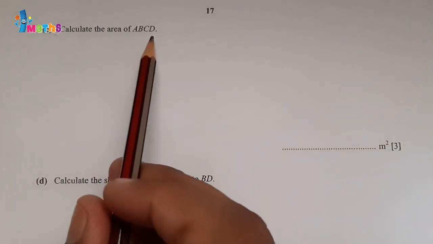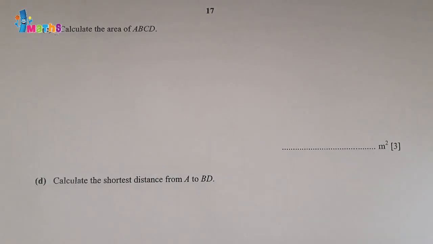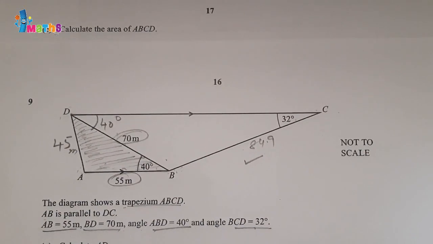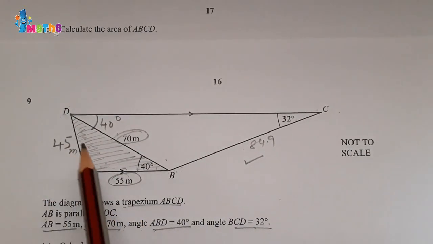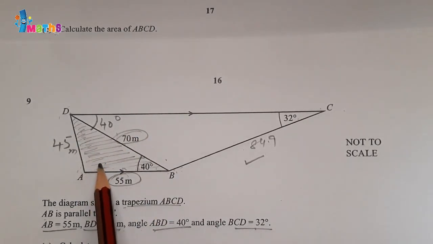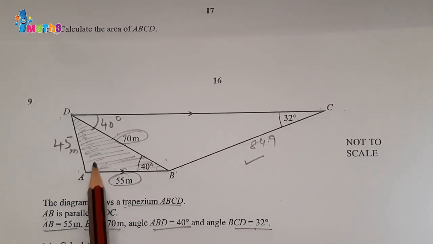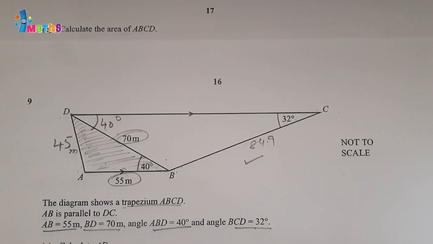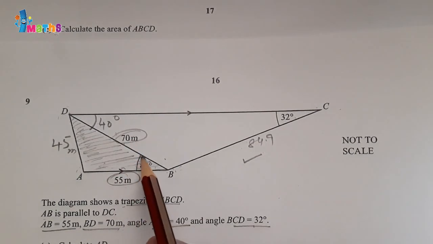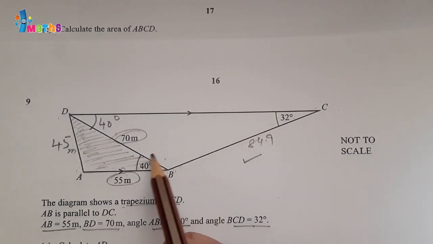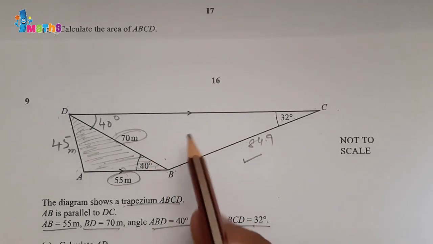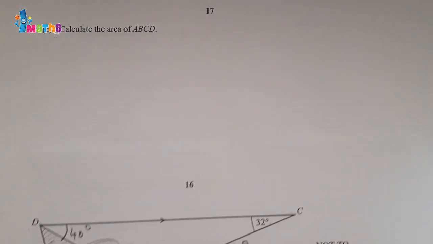Part C, calculate the area of ABCD. If you check the drawing provided, this was the provided drawing ABCD. So we can split this drawing into two triangles. One is the shaded one, the other one is the unshaded one. For the shaded one, we will apply the sine formula for the area of a triangle, and this will be these two lengths and sine of this included angle, and then we will apply the sine rule for the unshaded triangle one by one. So I will keep the triangle over here.